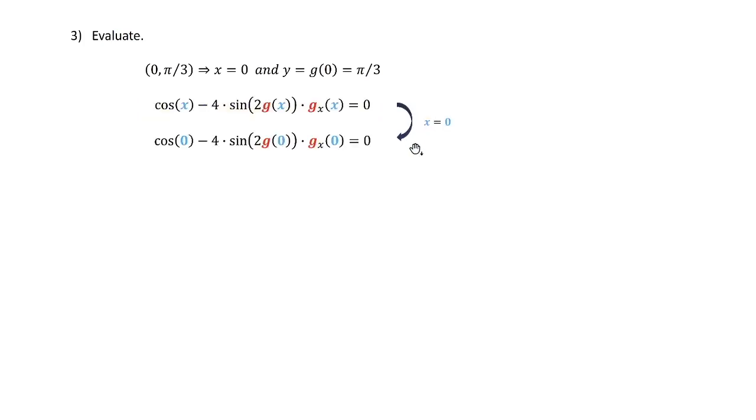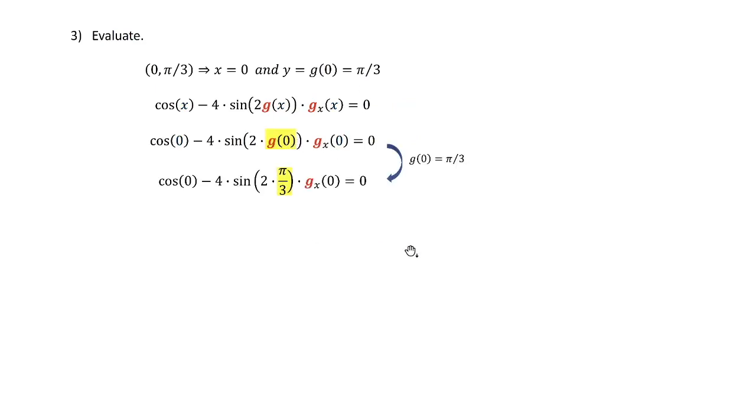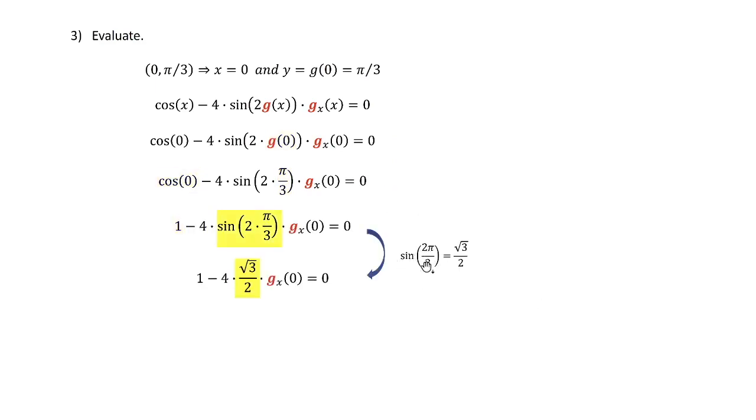Okay, so here's your x value. Everywhere there's an x, I'm simply going to replace it with a 0. No big deal. Everywhere there's now a g of 0, I'm going to replace with pi over 3. Again, it doesn't have to be a big deal. Now you have to figure out what sine of 2 pi over 3 is. Cosine of 0 is 1. Sine of 2 pi over 3 is square root of 3 over 2.